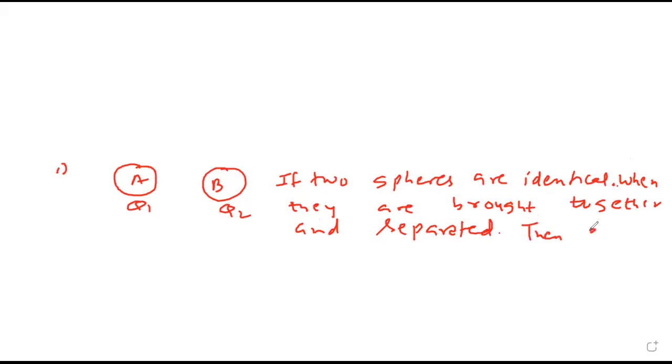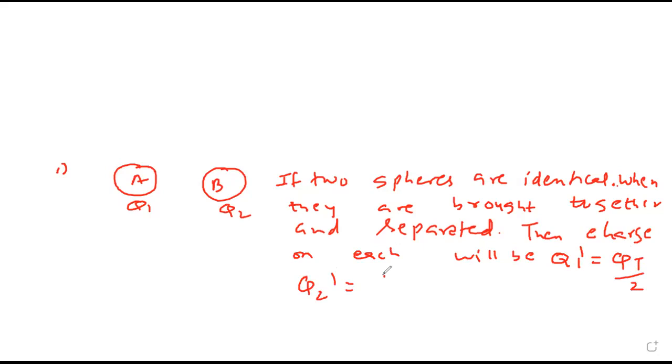Then charge on each will be q1 dash equals total charge upon 2, and q2 dash is also total charge upon 2.